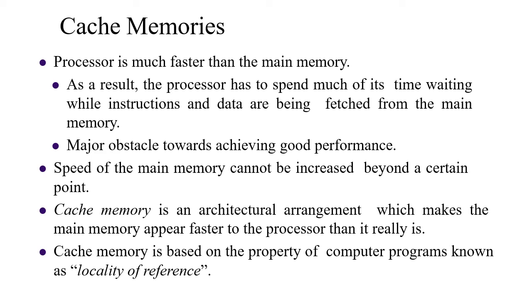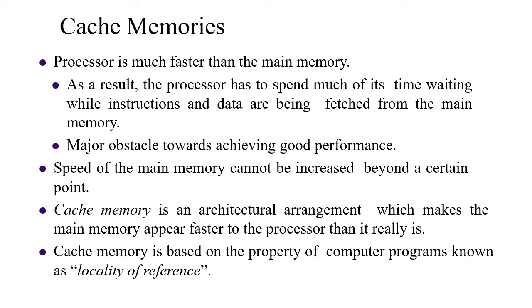We know that the processor operates at a very high speed compared to the main memory. There is a difference in operation speed between the processor and the memory. The speed of a device is measured in terms of the speed of the processor.